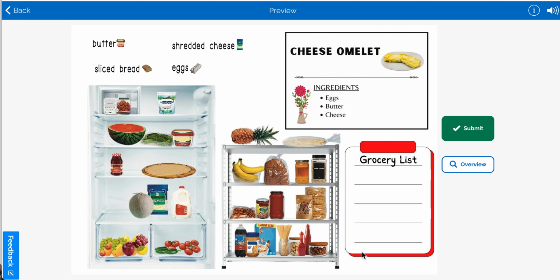Preview of making grocery lists from recipes.